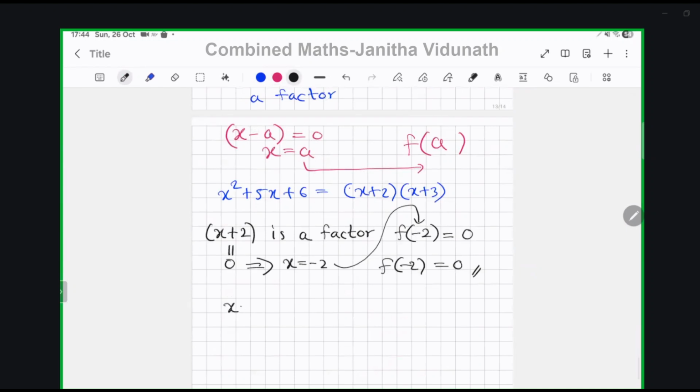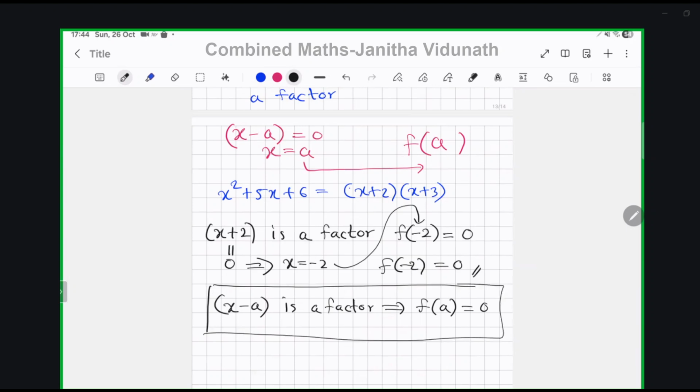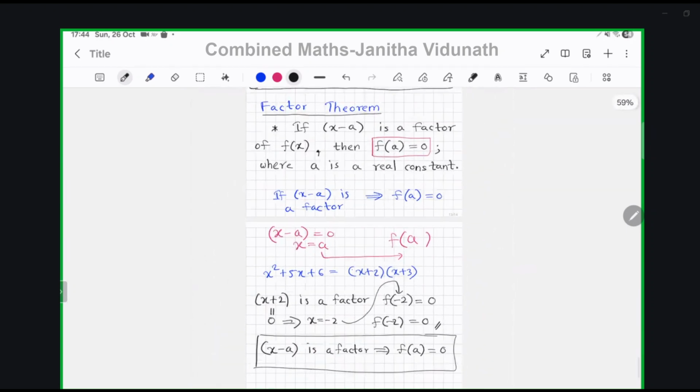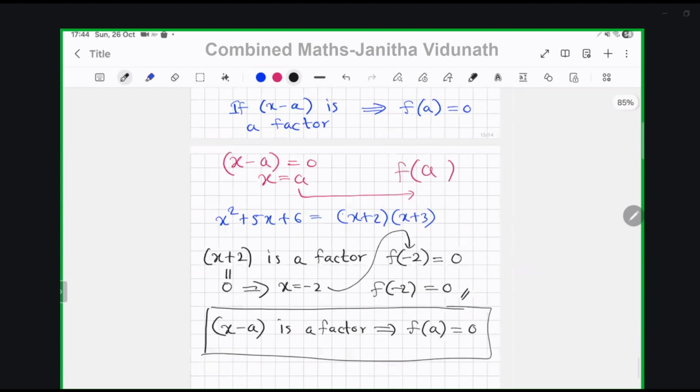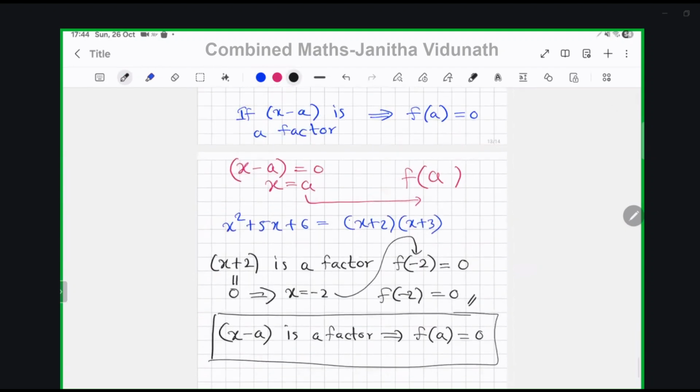This is the brief idea. That means if x minus a is a factor, then f(a) is equal to 0. This is the summary of the factor theorem. Okay, please write down these things. I will give around 1 minute to write them down. Now, according to the factor theorem, if x minus a is a factor, then f(a) is equal to 0.